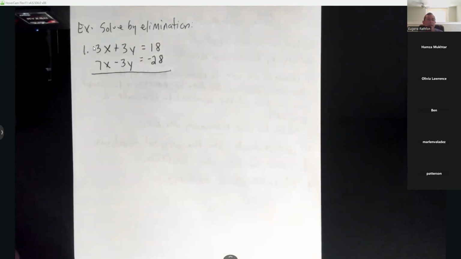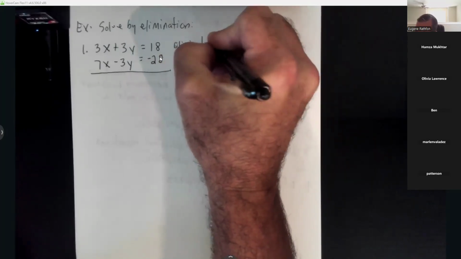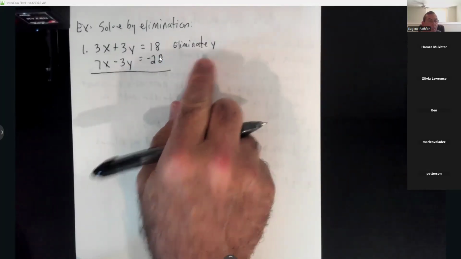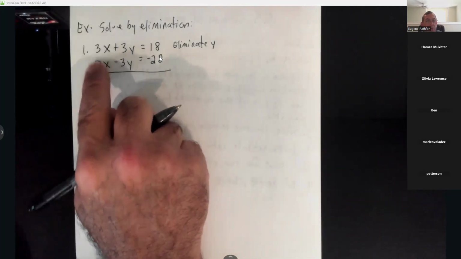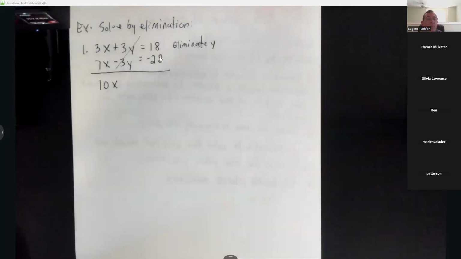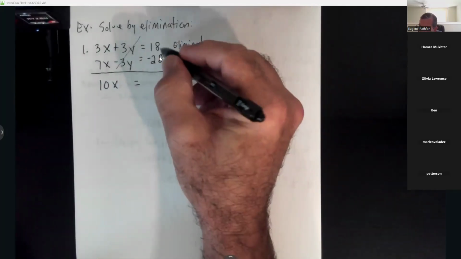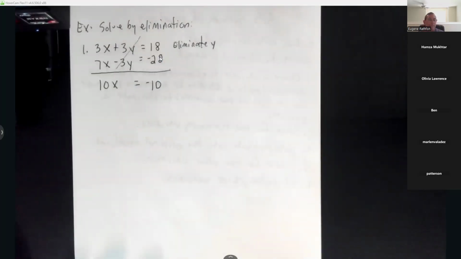So look at the x's. If you added the x's, 3x and 7x, you would get 10x. But look at the y. You got a 3y and a negative 3y. If you add them together, the y's will cancel each other out. So on this one, we're going to eliminate our y variable first. And we don't even have to change nothing. So we're just going to add these together and see what we get. So 3 and 7 give me 10x. The y's canceled out there. And then over here, 18 and negative 28 give me a negative 10.